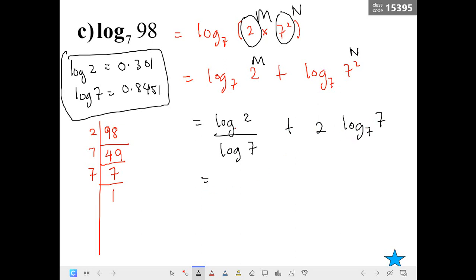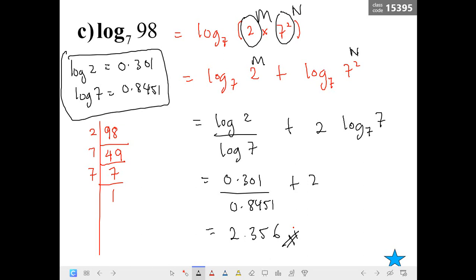Next step, substitute the values for log 2, 0.301 over 0.8451 plus 2. Use a calculator and you should get the answer 2.356. Okay.